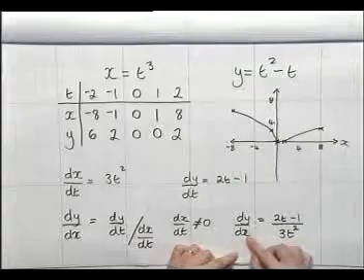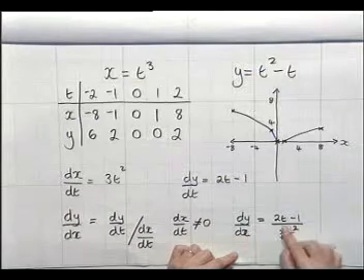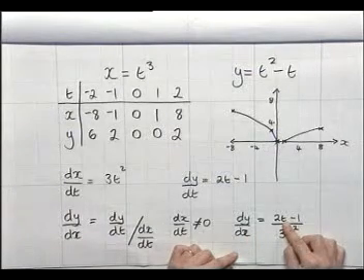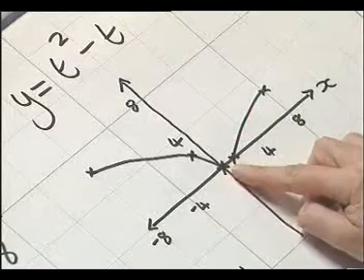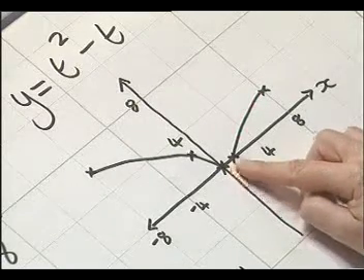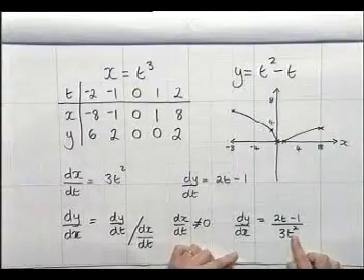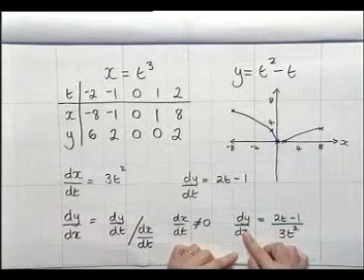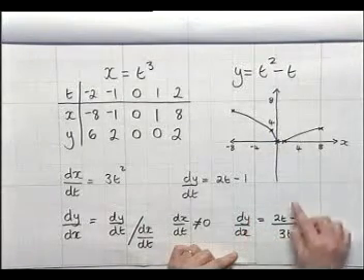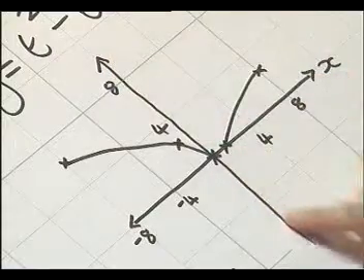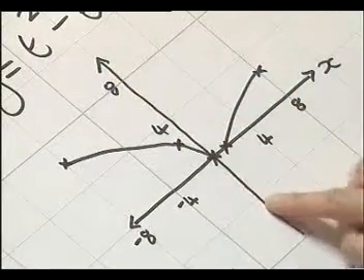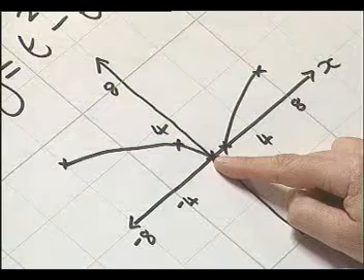From this, we can analyse the curve further, and we can see that, in fact, when dy by dx is 0, then t must be a half. So in this section here, we do have a stationary point. Also, we can see that when t is 0, dy by dx is infinity. So we have got the y-axis here being a tangent to the curve at the point 0, 0.